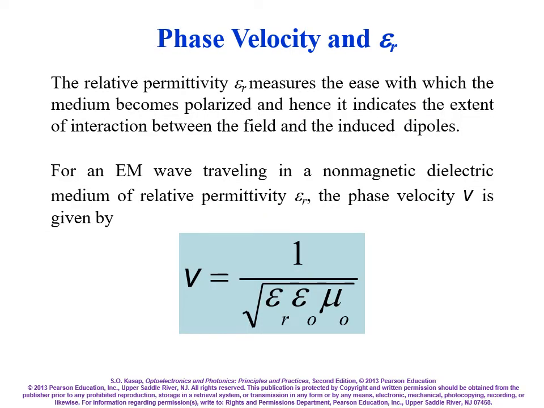Phase velocity and epsilon r. The relative permittivity epsilon r measures the ease with which the medium becomes polarized, and hence it indicates the extent of interaction between the field and the induced dipoles. For an EM wave traveling in a non-magnetic dielectric medium of relative permittivity epsilon r, the phase velocity v becomes 1 over the root of epsilon r epsilon naught mu naught, where epsilon r is the relative permittivity, and mu naught and epsilon naught are the permeability and permittivity of free space.